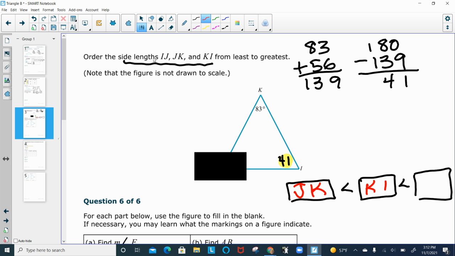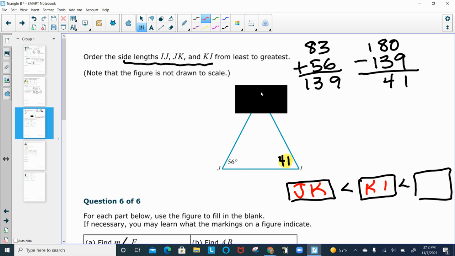And see, they're giving you the answer choices right here. You just have to select the one that goes in the box. And then I'm going to cover up the big angle. So now I'm seeing JI or IJ right there, so I'm going to write that there. And that's how you would do that.